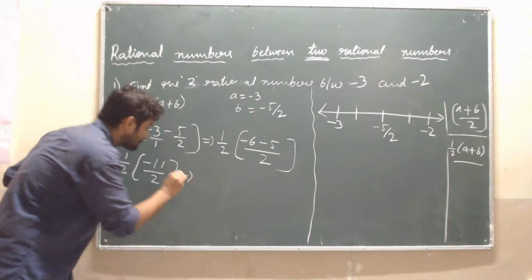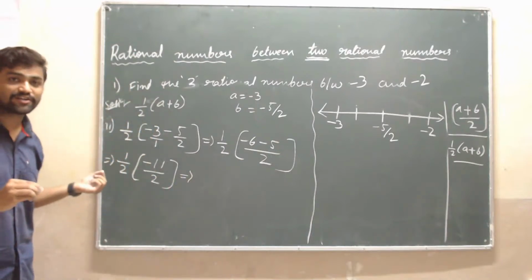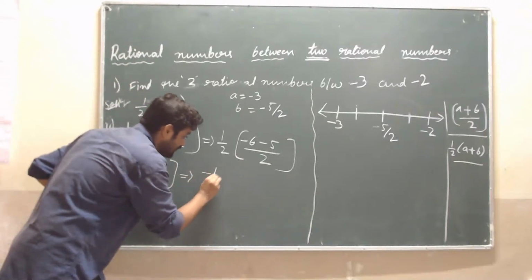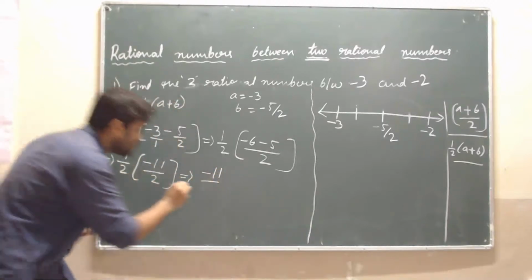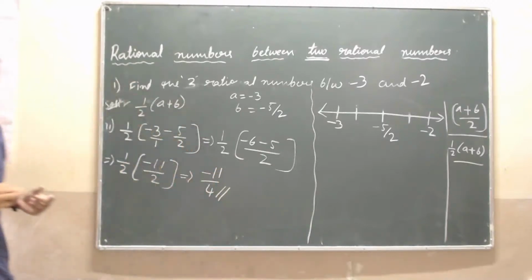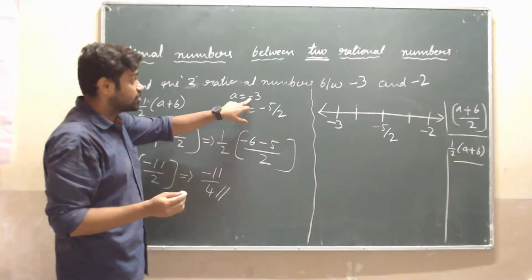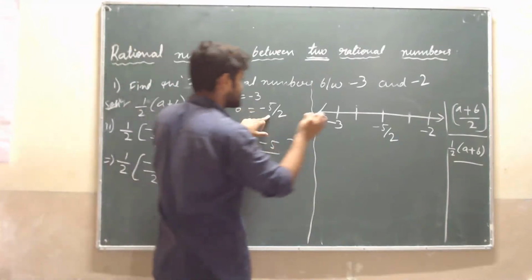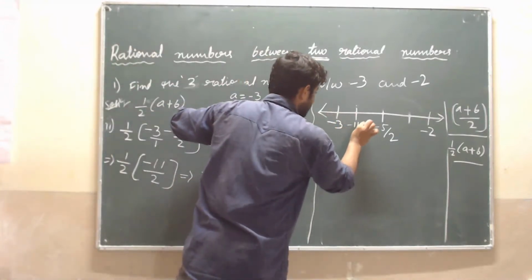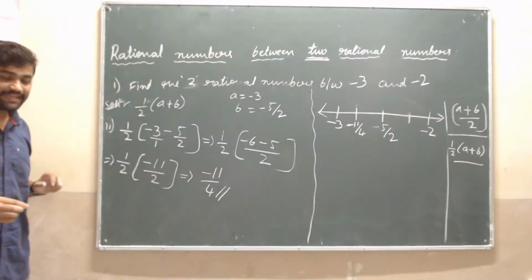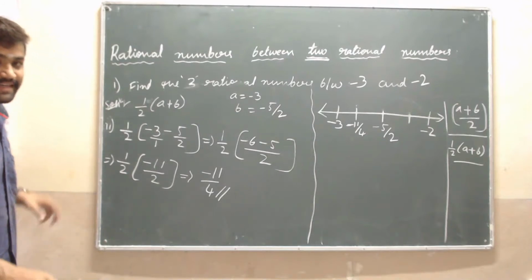Then next step, what we have to do? Multiply numerator to numerator as well as denominator to denominator. -11 into 1 is -11, and 2 into 2 is 4. Okay? Then -11 by 4 is the rational number between -3 and -5 by 2. That is -11 by 4. Okay? Yes. Take a screenshot.